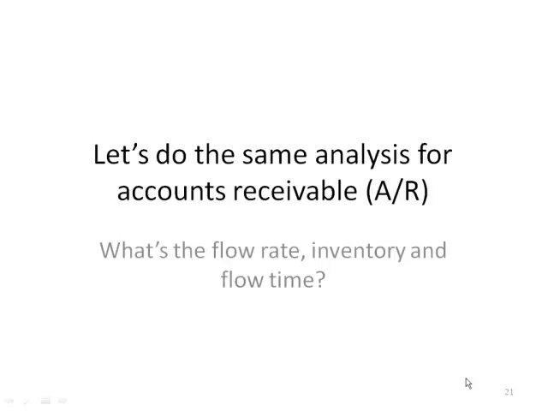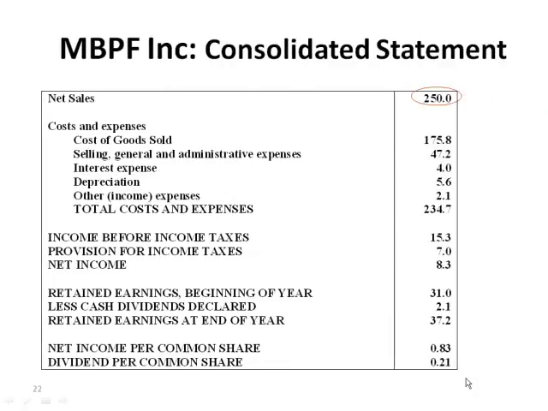So let's look at the same company, except now we're going to do an analysis of accounts receivable. So we have to think about what is the flow rate, what is the inventory, and what is the flow time. First of all, since we're talking about accounts receivable, accounts receivable is sales dollars. That's what the unit of analysis is. So therefore, the flow rate is going to be measured in terms of net sales over some period of time. It's not going to be cost of goods sold. It's going to be net sales. So make sure you understand the difference here.